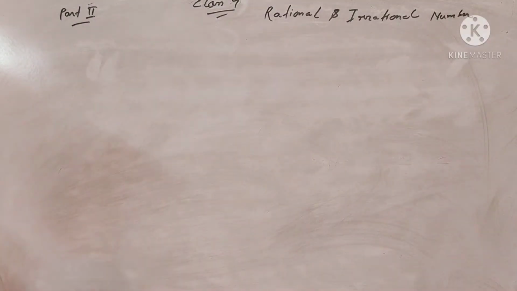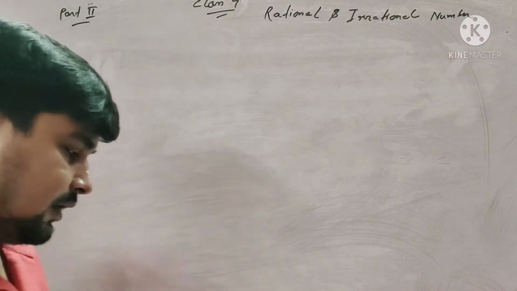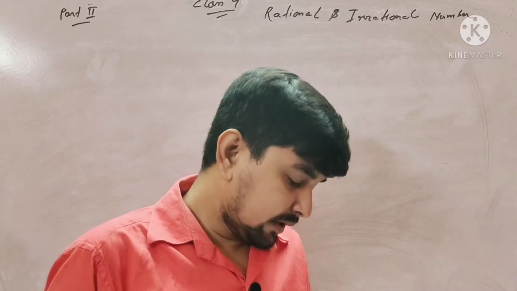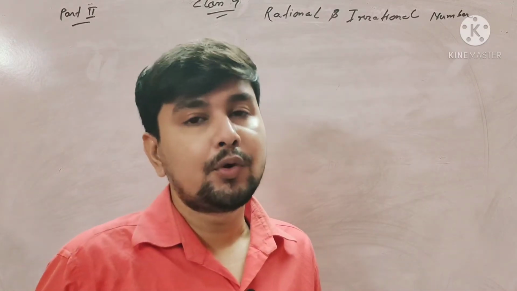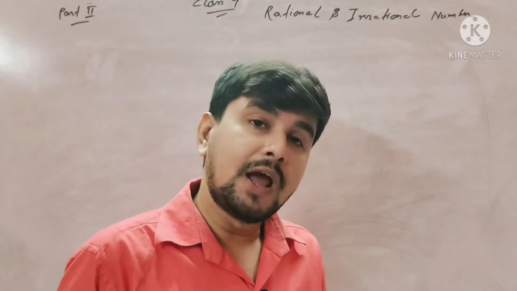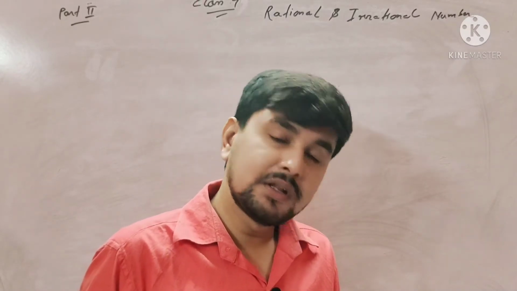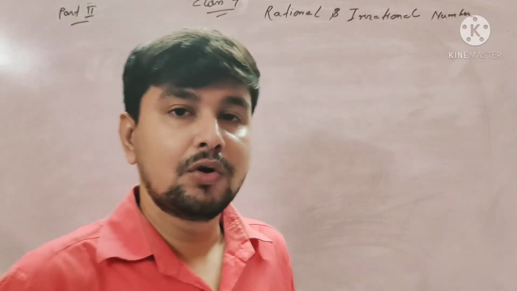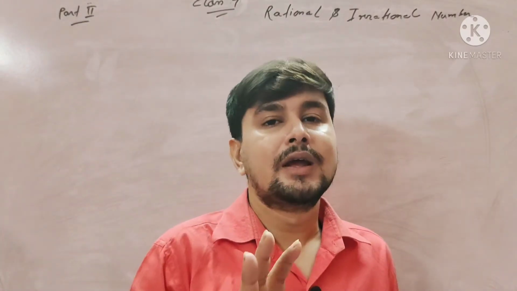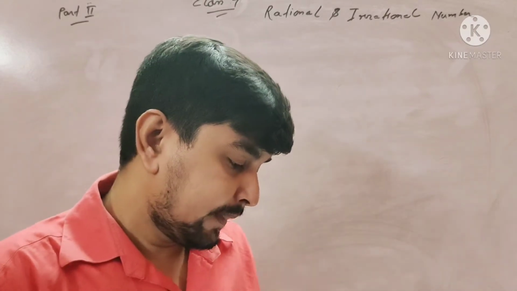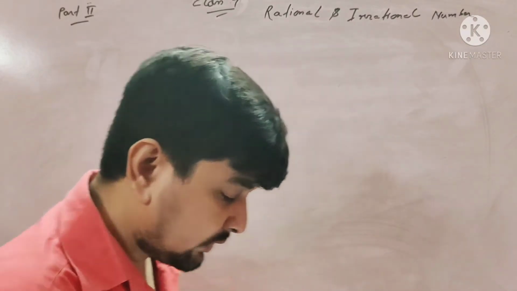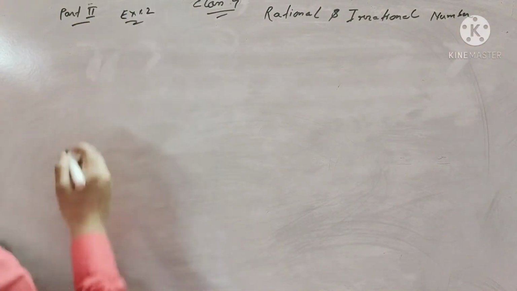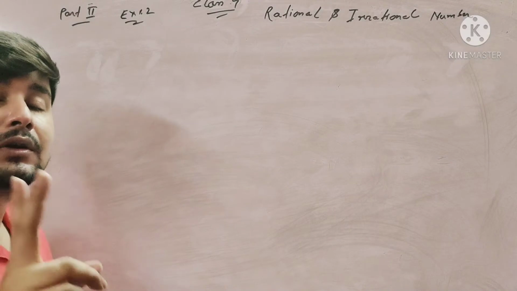Before we start, we revise something. Last class we taught what a rational number is: any number that can be expressed in the form p upon q, the fraction form, where p and q are both integers, is called a rational number. But remember that the denominator is never equal to 0, because whenever the denominator is 0, the function does not exist. In exercise 1.2, before we start the exercise, first of all we learn two theorems.